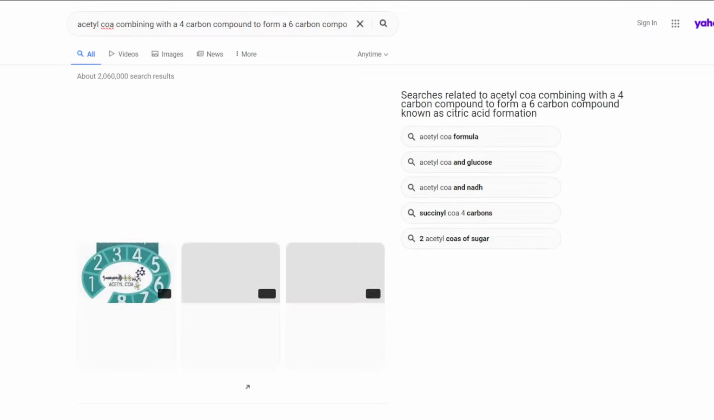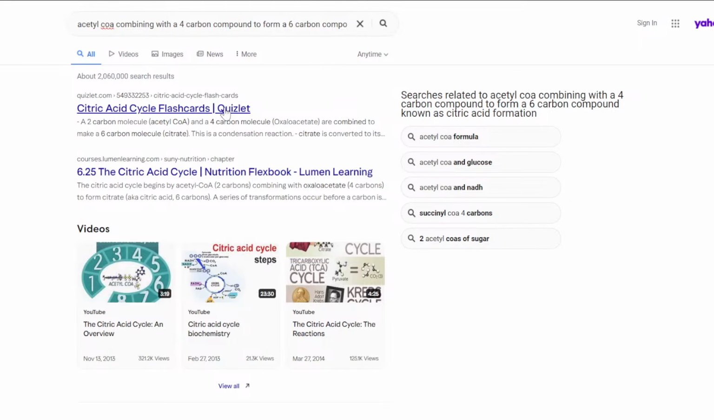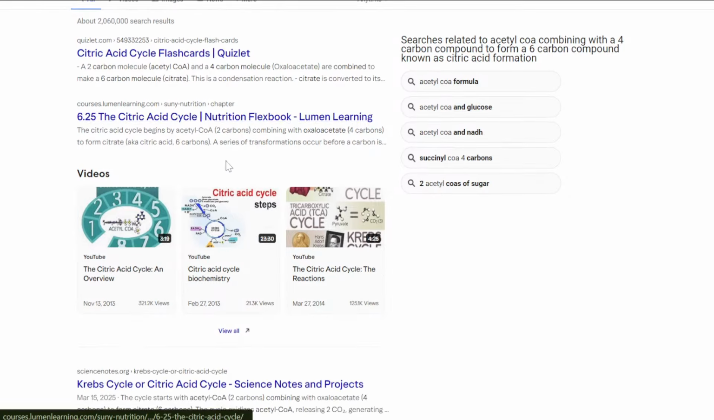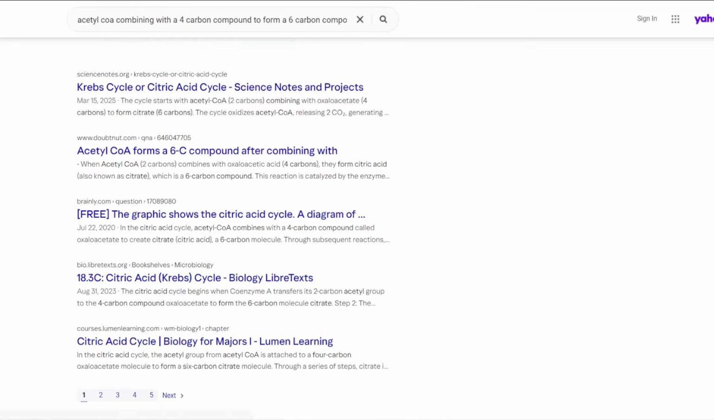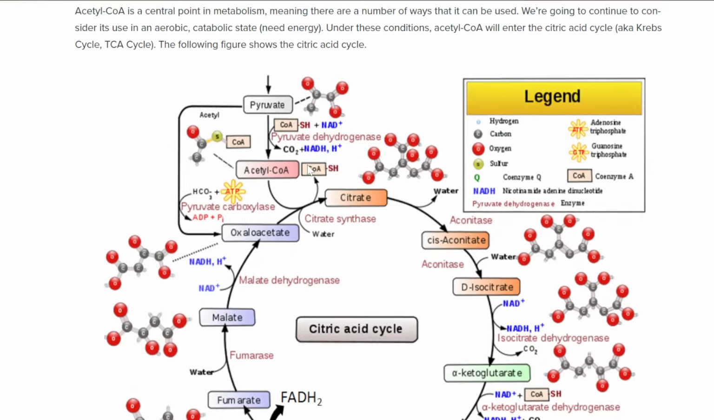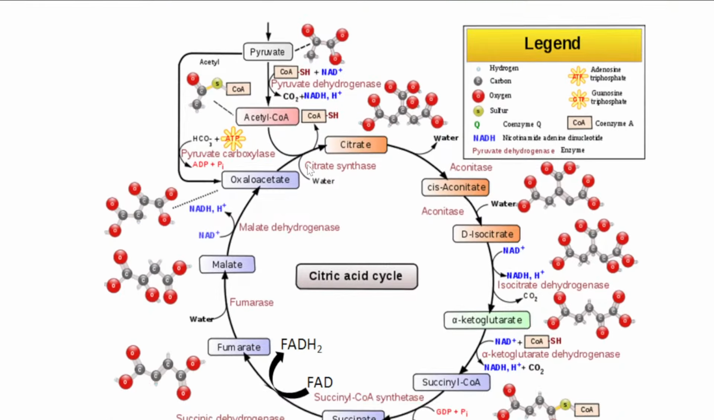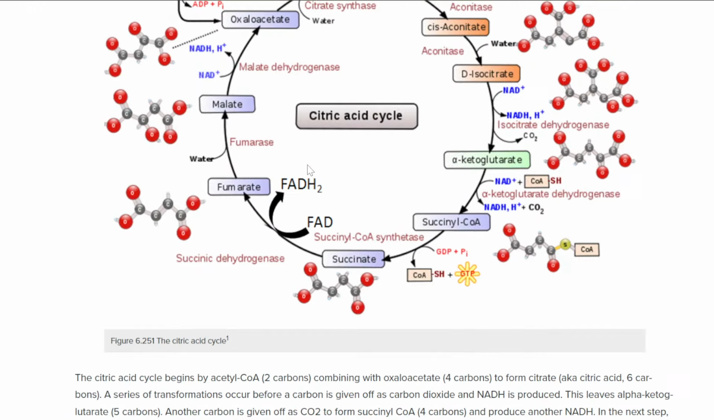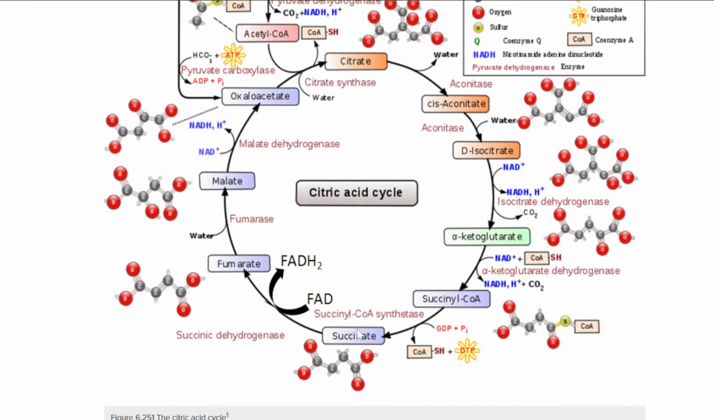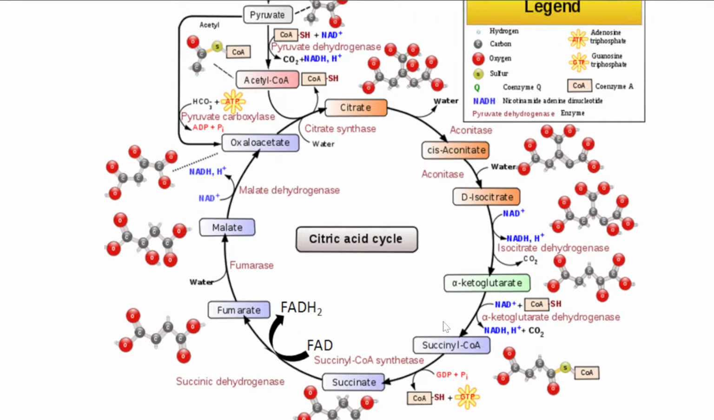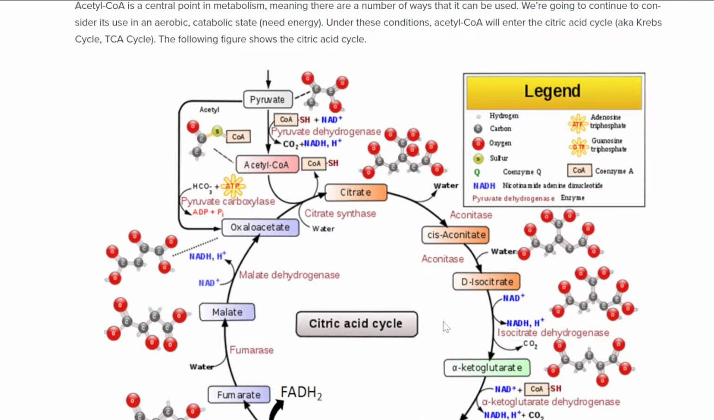My bad if the keyboard sounds a bit annoying. Oh, there's Quizlet and Lumen Learning. Let's try this. Okay. Oh! Okay, well, this is a bit complex to me. Okay, yeah. Okay. Oh, okay.